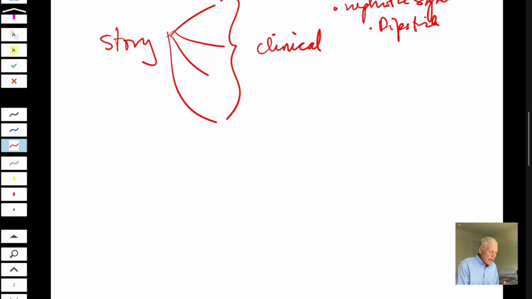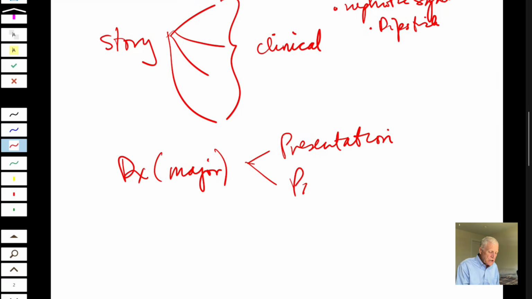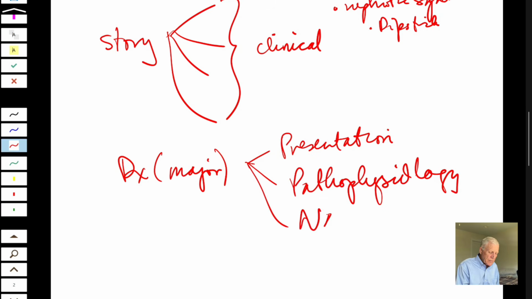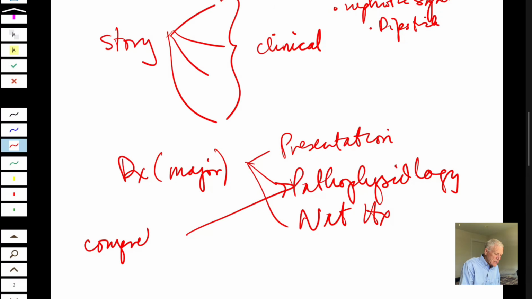That's really different than after I have a diagnosis of a major disease, because in a major disease, I expect you to know presentation, pathophysiology, and natural history. So this is not going to be clinical pathophysiology. This is going to be comprehensive pathophysiology. So for example, in hereditary spherocytosis, I would really expect you to say, I guess it's female rules out G6PD. Sickle's going to be present at birth if it's homozygous.